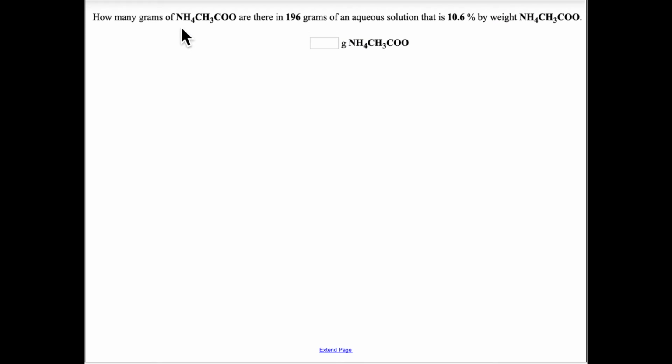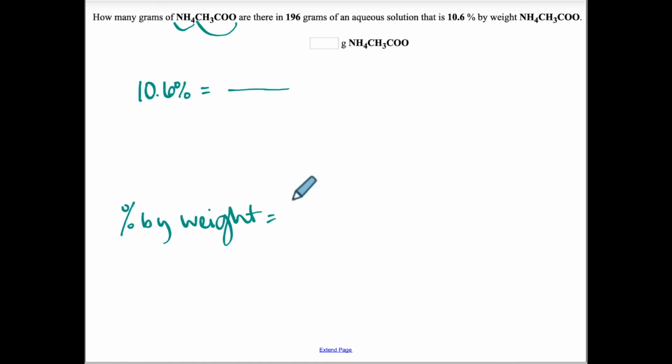In this problem, we have this kind of crazy looking compound, but if you break it down, it's really just ammonium and acetate. But for these problems where we're dealing with the percent by weight, we don't even have to worry about what the compound is. We know that this one has a 10.6% by weight. Our percent by weight formula is grams of solute over grams of solution.